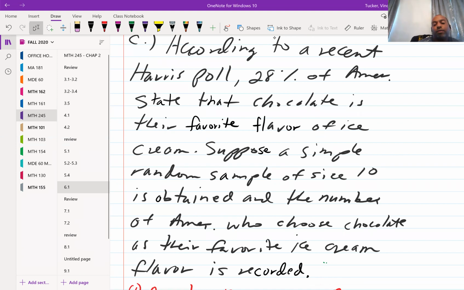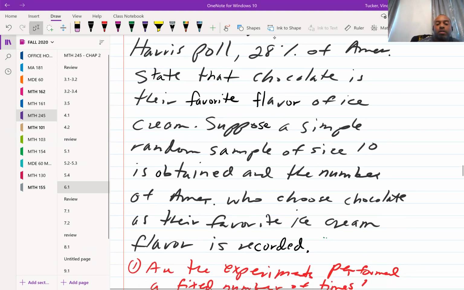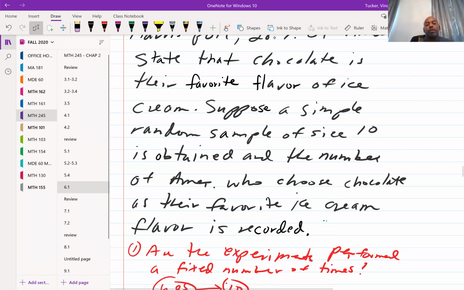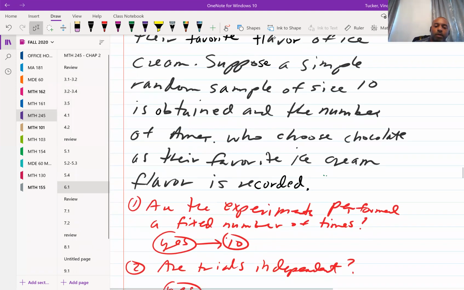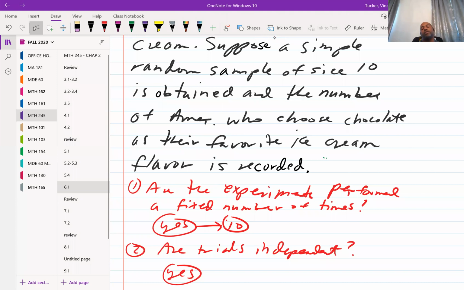All right, so let's see if it meets the 4 criteria. So first one, are the experiments performed a fixed number of times? The answer is yes, because we have a sample size of 10. We're choosing 10 random people. Are the trials independent? The answer is yes. The choosing is random. So choosing one person has nothing to do with choosing the next person.